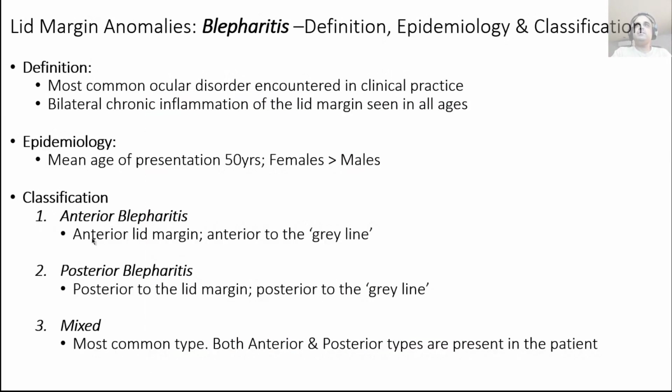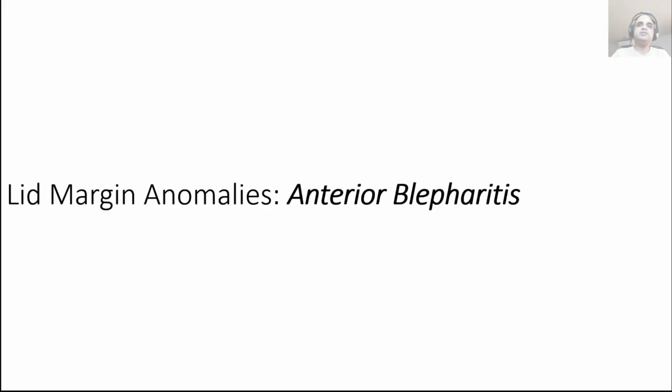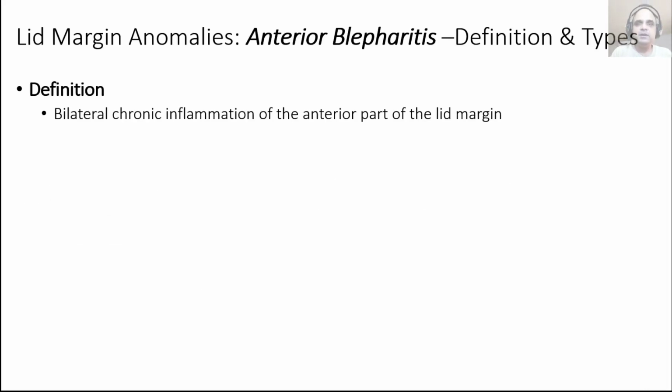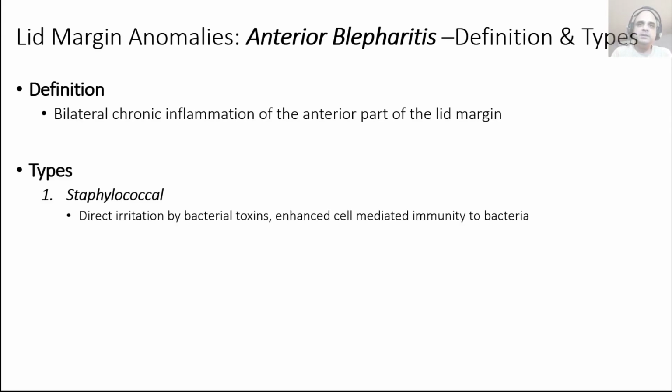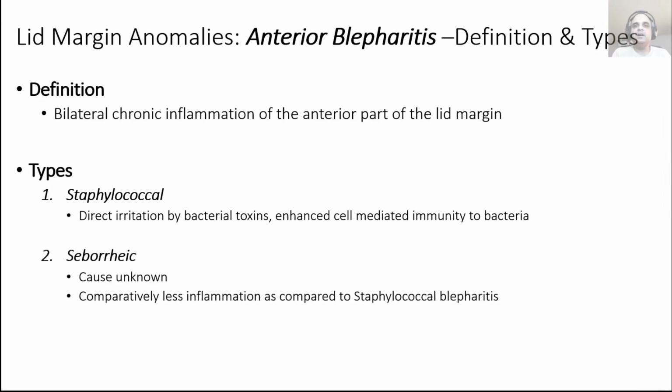And we'll start our discussion off with anterior blepharitis, which is defined as chronic inflammation of the anterior lid margin of both eyes. So it's a bilateral condition. It is of two types: Staphylococcal type, which is because of bacterial toxins, and it is further enhanced by the action of the body's immunity against the bacteria. The other type is called the Seborrheic type. The cause is really not known, but it causes a lesser amount of inflammation as compared to the Staphylococcal type.